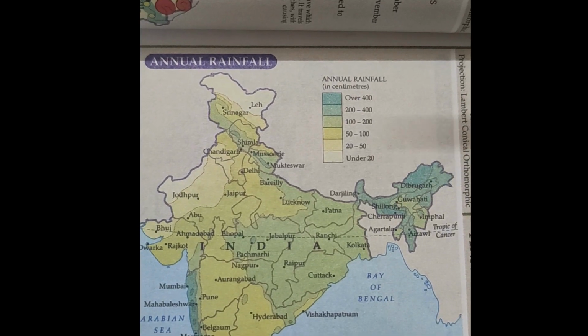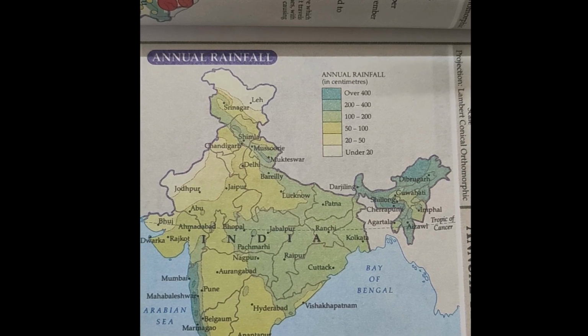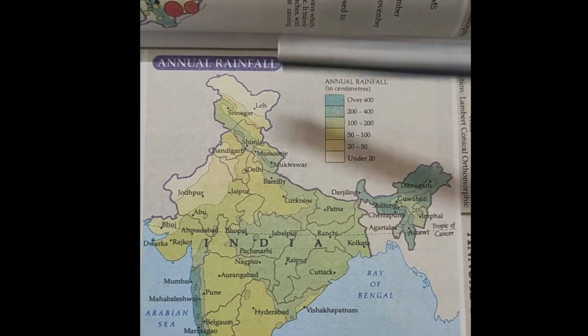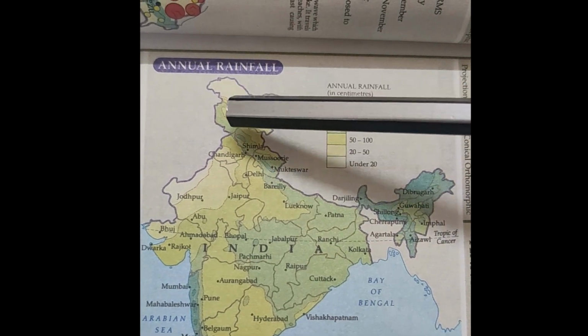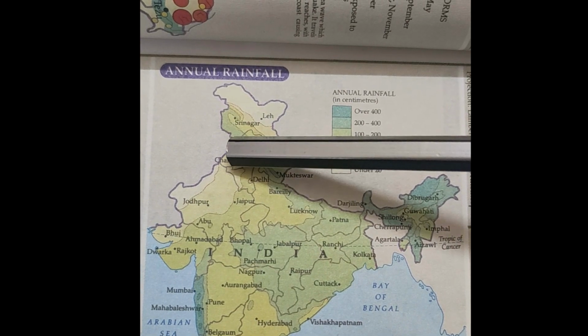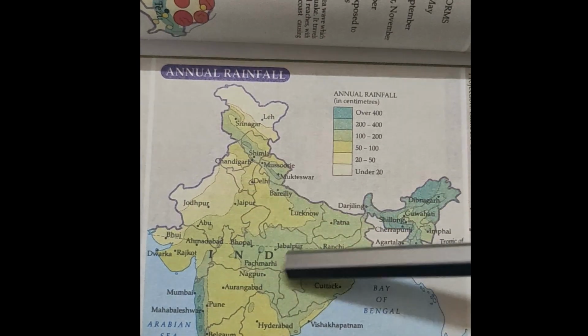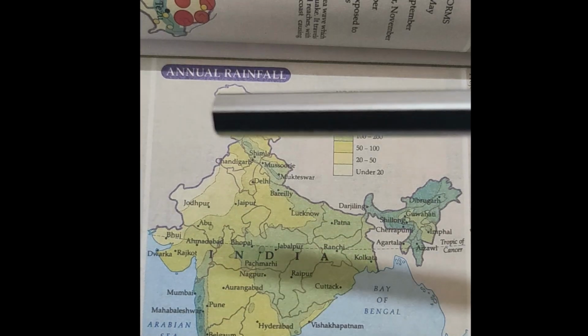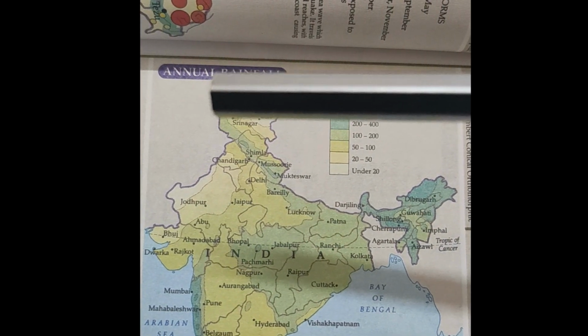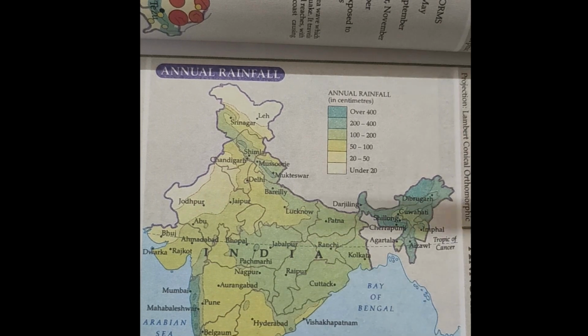Medium rainfall, which is 50 to 100 centimeters, is a long belt extending from northern Punjab, from here to the Cape of Kanyakumari, and it's broad in the north and becomes narrower in peninsular India, between the western and the eastern Ghats.